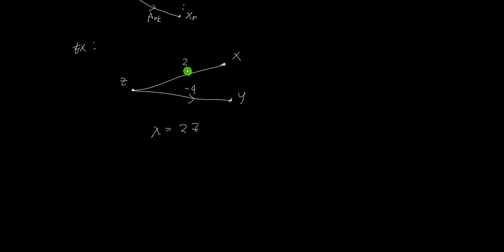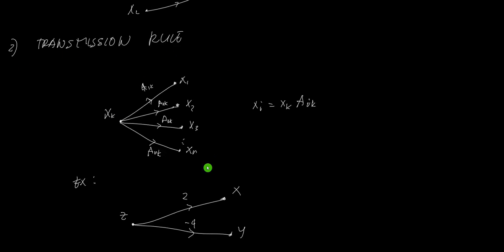Why? Because it's the transmission function along this branch going through X, and the input to the transmission function is just equal to Z. So you just multiply them. If I solve for Y, it will be equal to -4 times Z. So that's how we transmit signal in a signal flow graph.